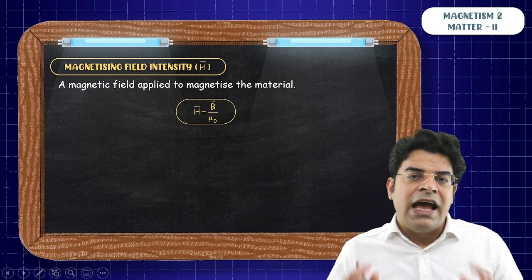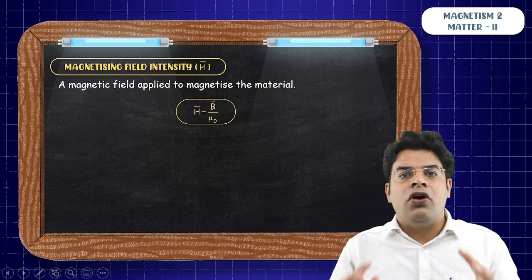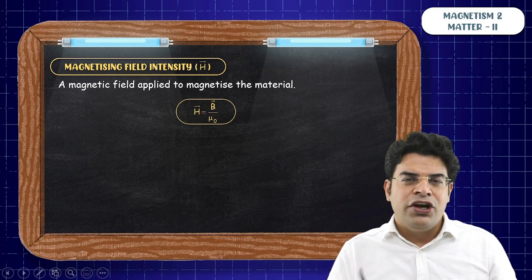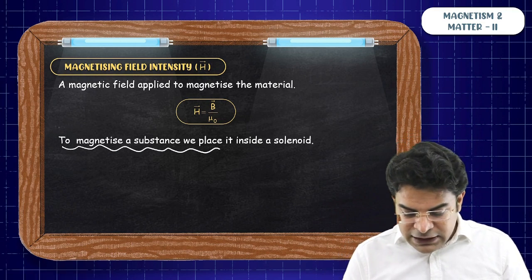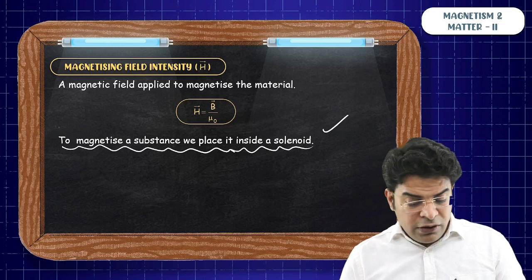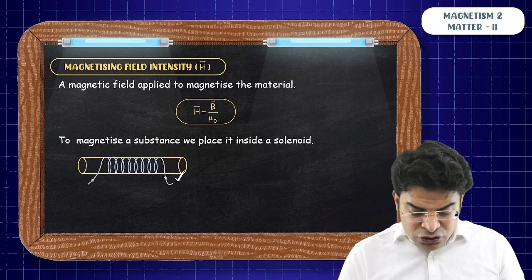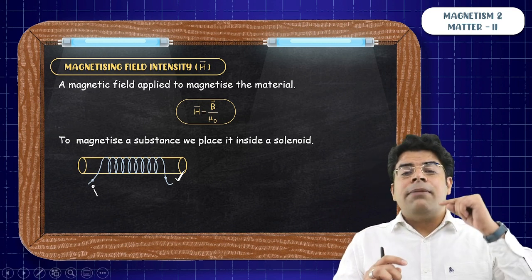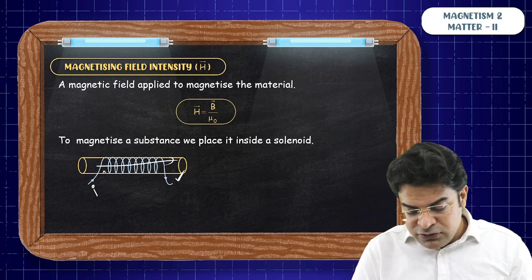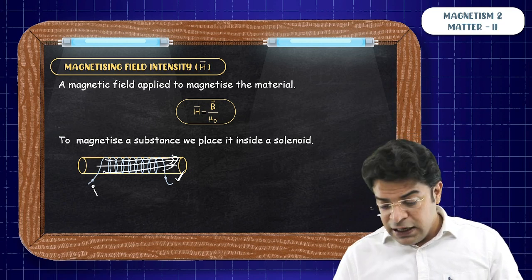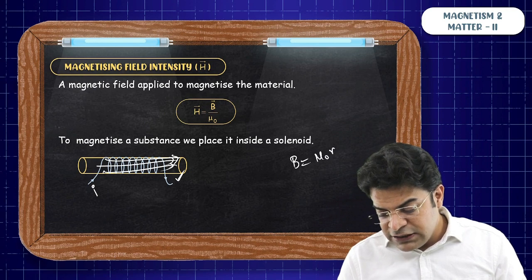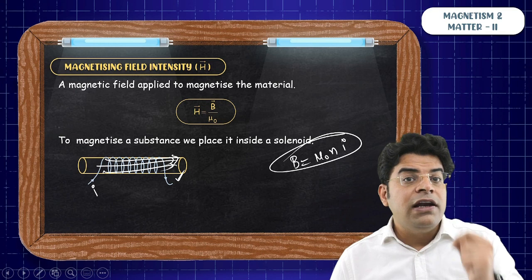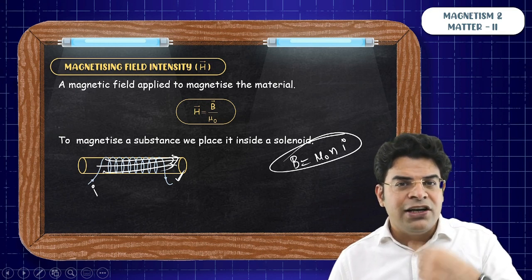But nowadays we have devices that can produce a strong magnetic field. Nowadays, to magnetize a substance we use a solenoid. So to magnetize a substance we place it inside a solenoid. Why? Because when a current I flows through a solenoid, by increasing the magnitude of current we can increase the strength of the magnetic field within the solenoid, and the strength of the magnetic field within the solenoid is given by mu naught N I. So you can create as strong a magnetic field as you want by just increasing the current in the solenoid.